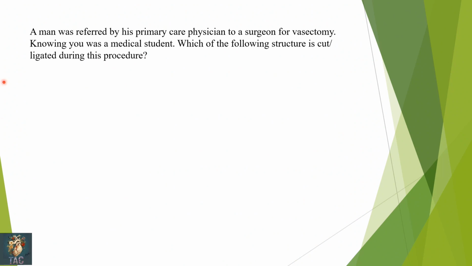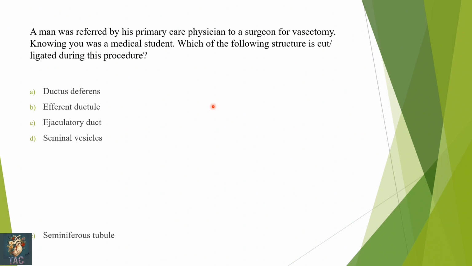Next is, a man was referred by his primary care physician to a surgeon for vasectomy. Knowing you are a medical student, which of the following structures is cut or ligated during this procedure? Very simple question. The different options are there, and we know the vasectomy is done to cut the vas deferens or ductus deferens, and this is the answer.